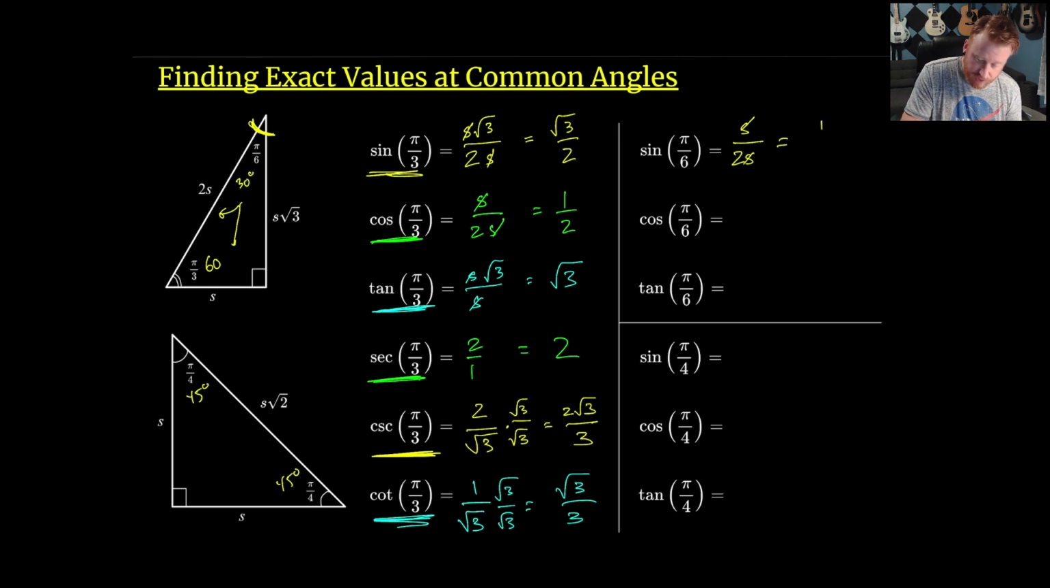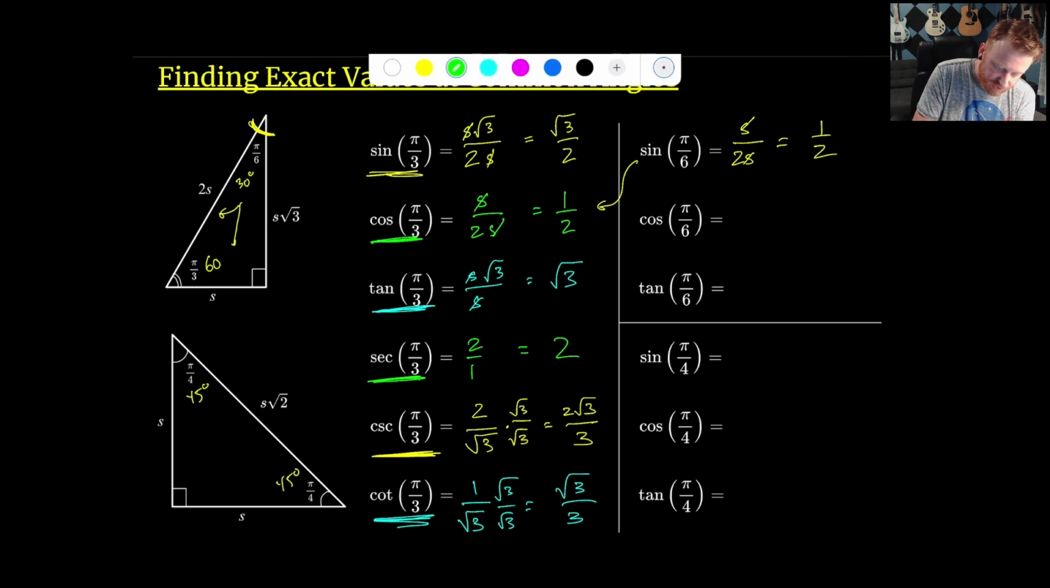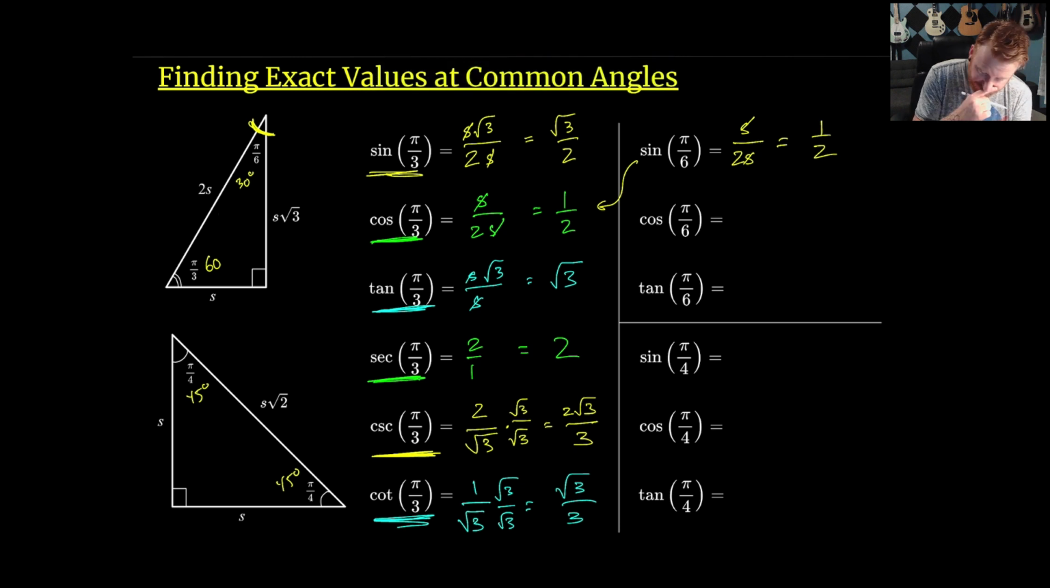Those s's cancel, and we get 1/2, which at first you might be like, hey, wait, we already have 1/2. That was the cosine of pi over 3. Hopefully that makes sense that we're getting the same thing, because we're using the same triangle and the same side length relationships. We're just changing the angle, which changes the numerator and the denominator in these ratios. So let's take a look at the cosine of pi over 6. That's going to be the adjacent side, which here is s times the square root of 3 over the hypotenuse, which is 2s.